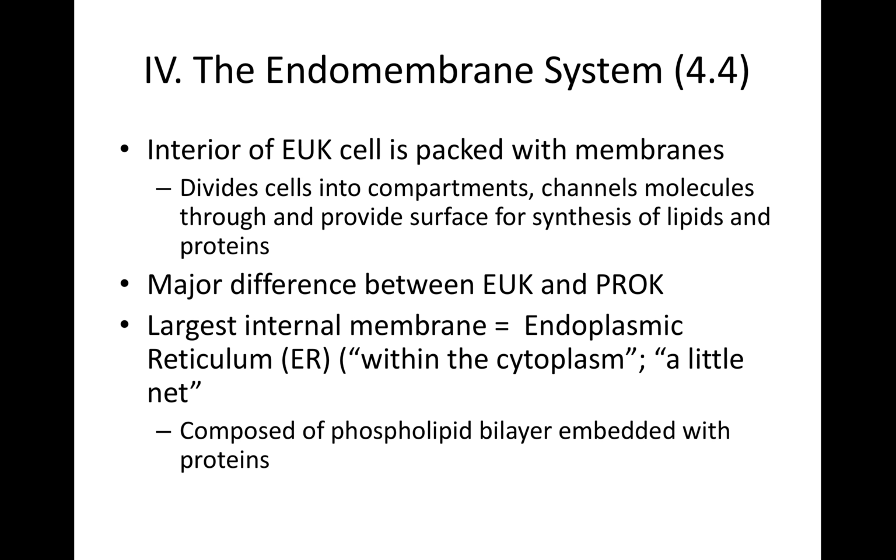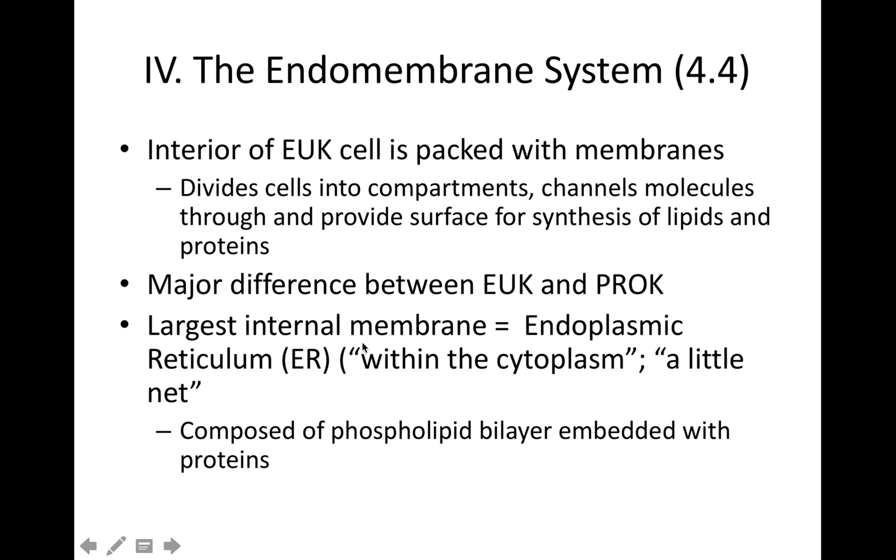So, the endomembrane system is basically anything that has a membrane. And so we're going to take a look at the eukaryotic cell here, because eukaryotic cells have a lot of membranes or organelles that carry out important functions. It divides cells into compartments, channels molecules through, and may provide a surface for the synthesis of lipids and proteins. So it's just jam-packed with different kinds of membranes. So this is a major difference between eukaryotes and prokaryotes.